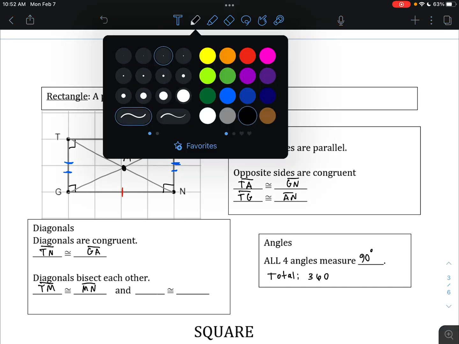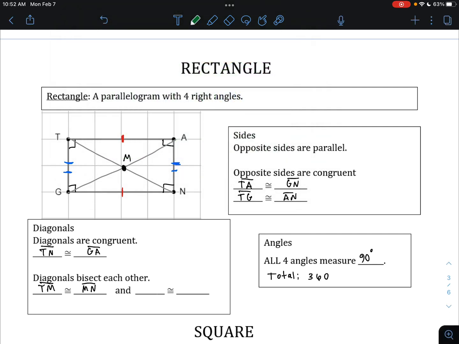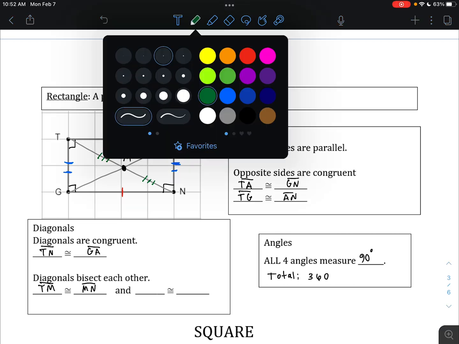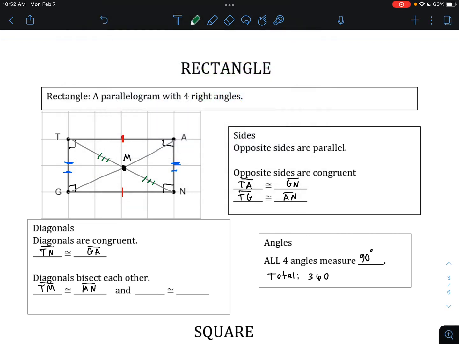I'm going to draw that on my diagram. And I want you to go ahead and try to fill in the other two blanks based on that information. So what other two parts are congruent? Pause the video if you need to. Okay. So the other two parts that are congruent should be GM and MA.